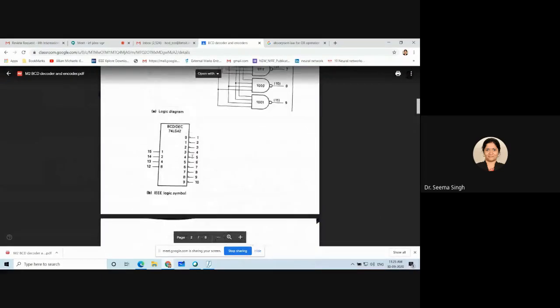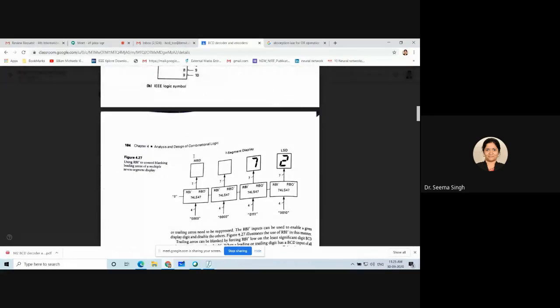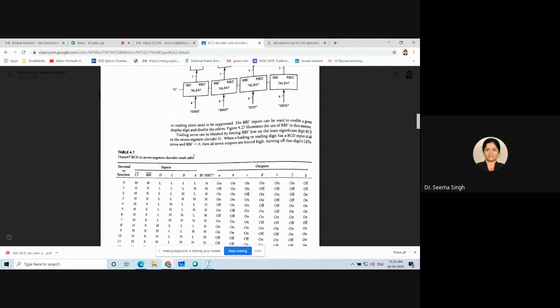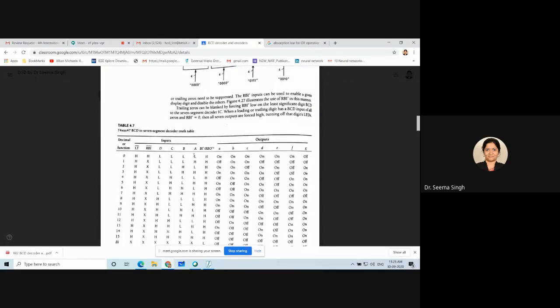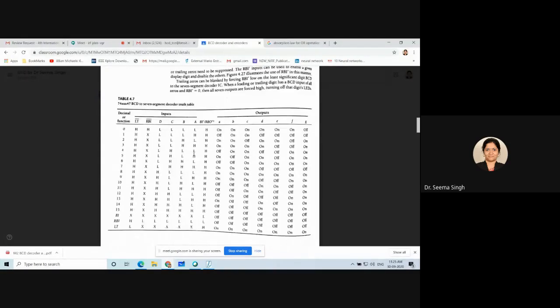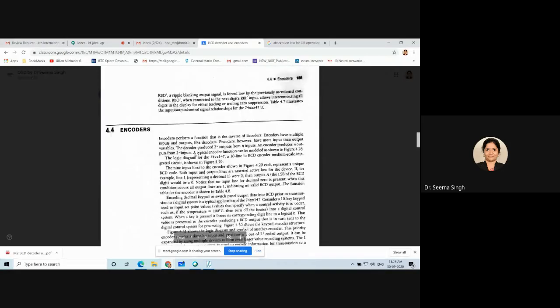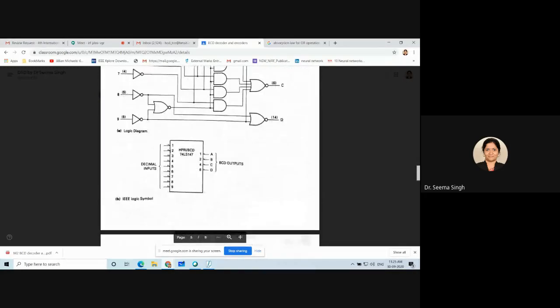For example, if this 74LS47 IC is taking active low input, then we don't have any problem, because we understand that this encoder has an active low output. If you are connecting an active low output to another IC which has an active low input, you can connect directly. But if it is an active high IC input and active low output, then you will have to connect a series of NOT gates to make it compatible. That is also an important thing to understand.